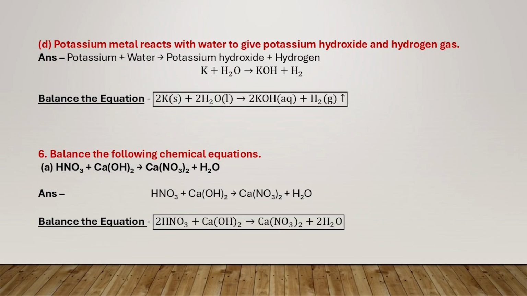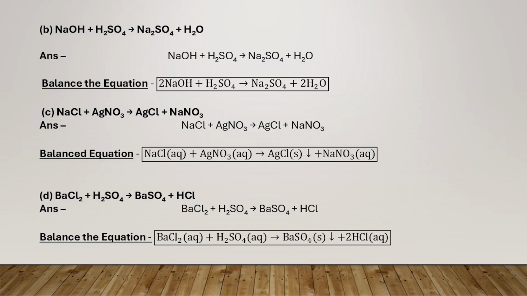6. Balance the following chemical equations. A. HNO3 + Ca(OH)2 → Ca(NO3)2 + H2O. Answer: HNO3 + Ca(OH)2 → Ca(NO3)2 + H2O. Balance the equation: 2HNO3 + Ca(OH)2 → Ca(NO3)2 + 2H2O. B. NaOH + H2SO4 → Na2SO4 + H2O. Answer: NaOH + H2SO4 → Na2SO4 + H2O. Balance the equation: 2NaOH + H2SO4 → Na2SO4 + 2H2O.